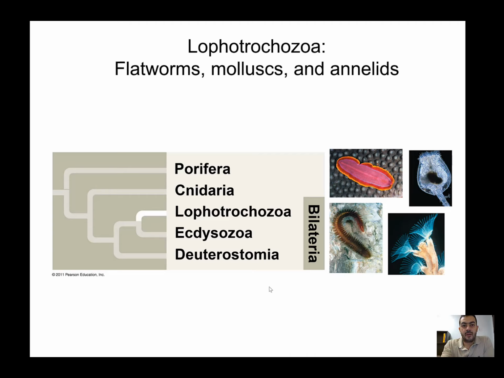Hello everyone. In this video we are going to continue the groups of the invertebrates. So now we will start with the bilateral, and the first one is the Lophotrochozoa. So we have examples of the Lophotrochozoa: the flatworms, the Mollusks, and the Annelids.